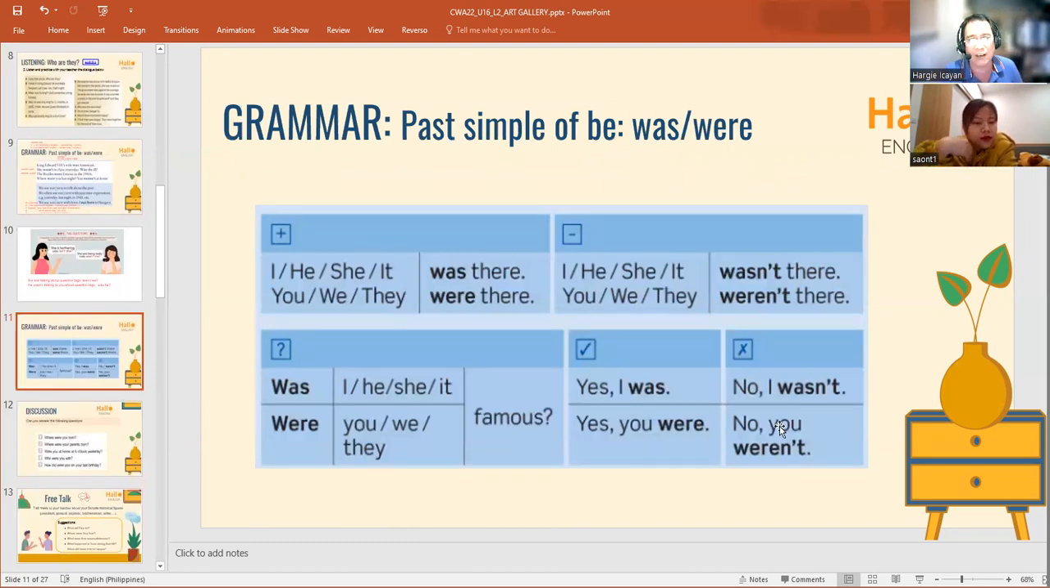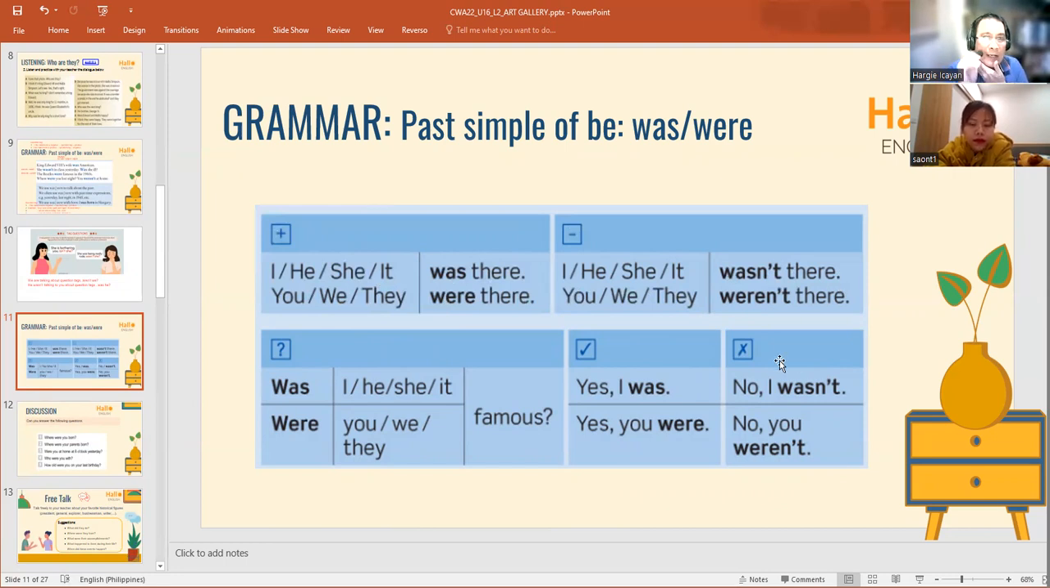Oh, look at this. It's here. Positive, negative. So we don't have a choice, but we should understand this one. Look at this. I was there. He was there. She was there. It was there. You were there. We were there. They were there. That's positive. If it is negative, I wasn't there, or I was not there.